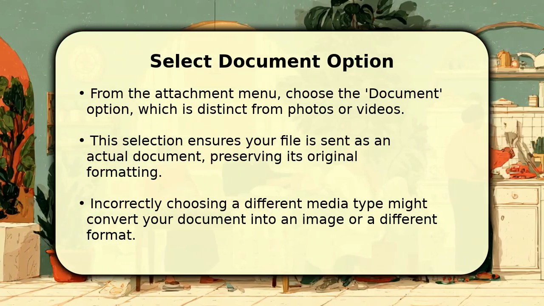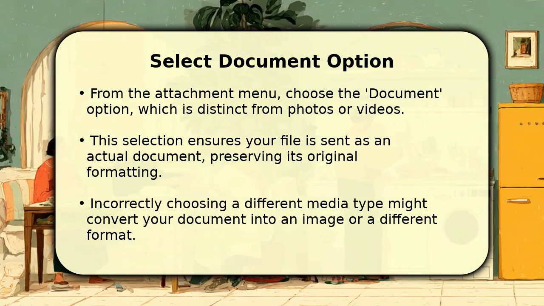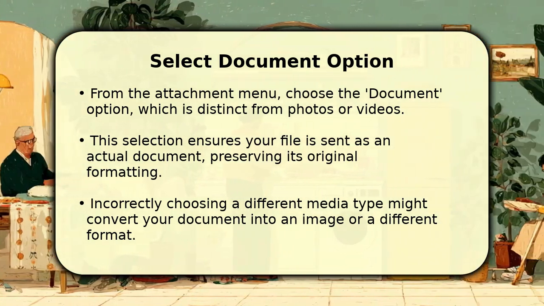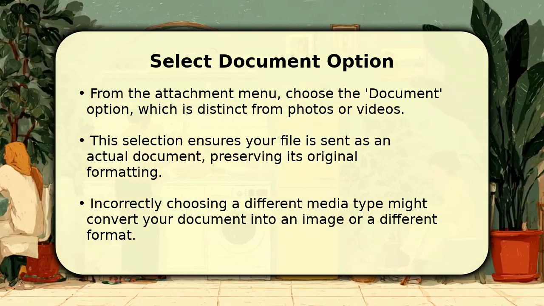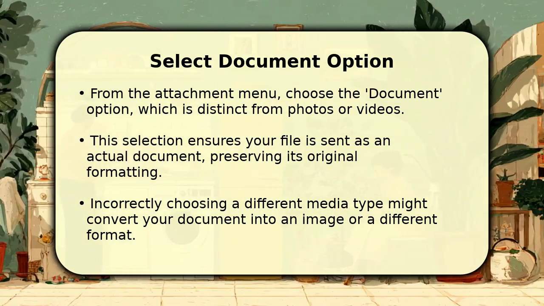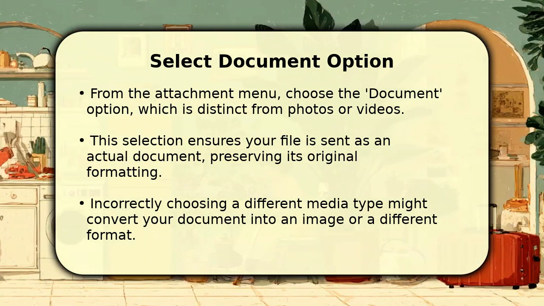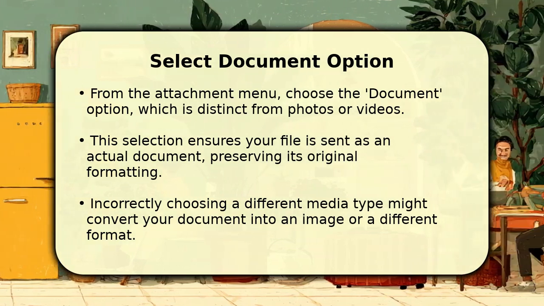After tapping the attachment icon, a menu will appear with several choices like camera, gallery, audio, and document. It is crucial to select the document option specifically. This ensures your file maintains its original quality and format, rather than being compressed or converted into a picture. This step is vital for sharing professional or academic materials.